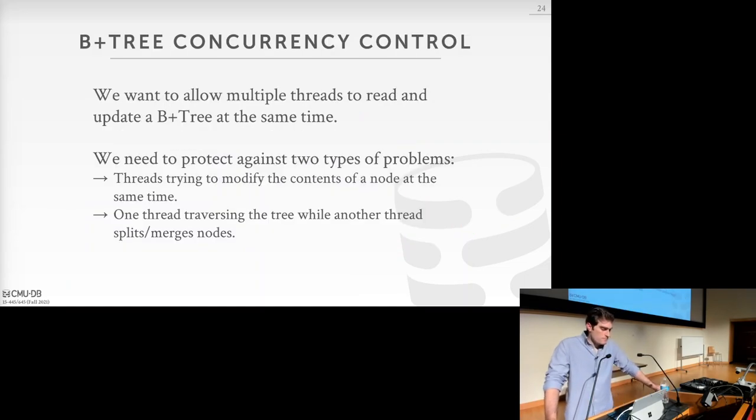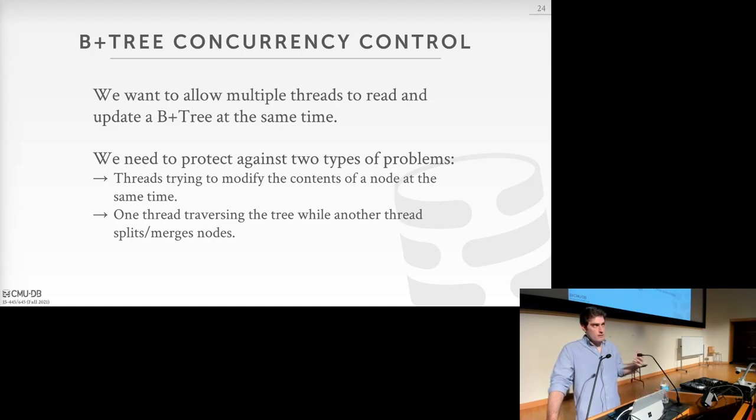So B plus tree concurrency control. I said that we're starting with hash tables because they were pretty straightforward to do relative to B plus trees. Now let's see why these are trickier. So the key idea, again, just like the hash table, we want to allow multiple threads to read and update the B plus tree at the same time.